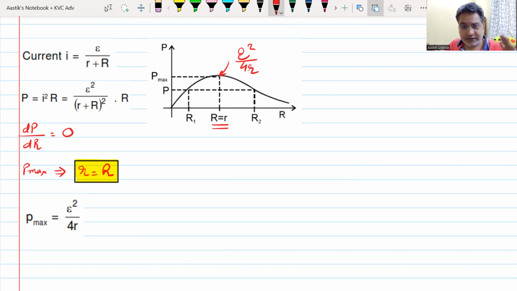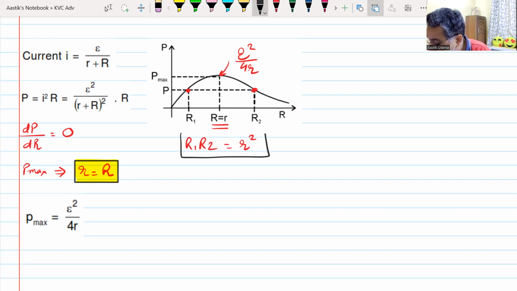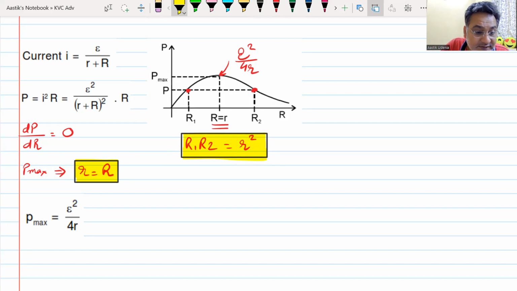Yes, sir. This graph is symmetrical, so power will be the same for two values of capital R, R1 and R2. And remember, if you take the multiplication of R1 and R2, that will be equal to the internal battery resistance squared. So for these two values of capital R, the power would be the same. Do we understand this? Yes, sir. Okay.